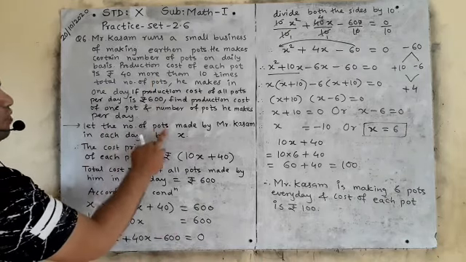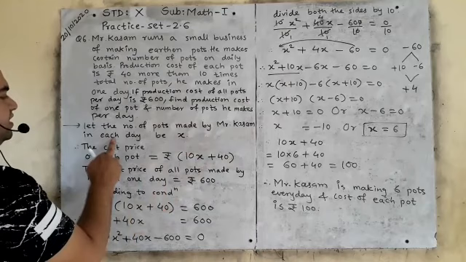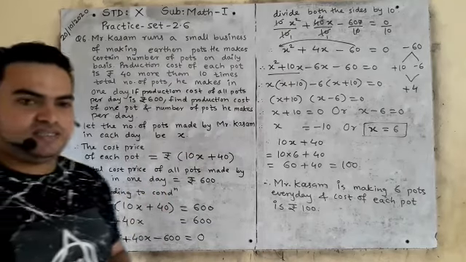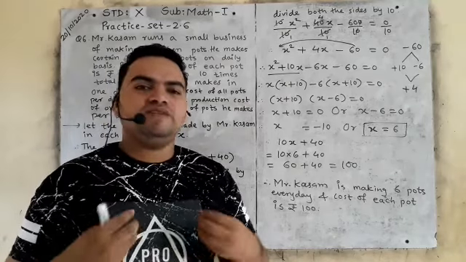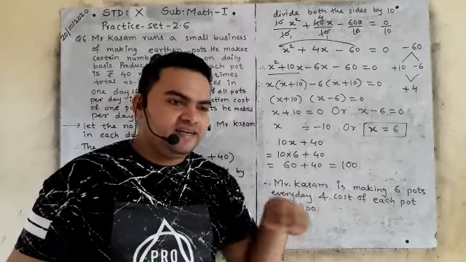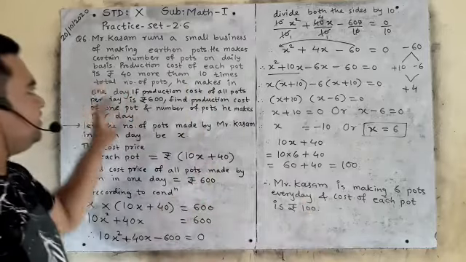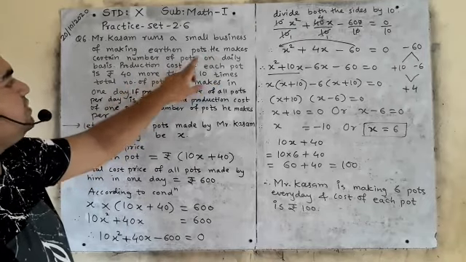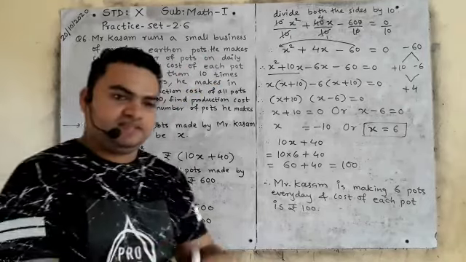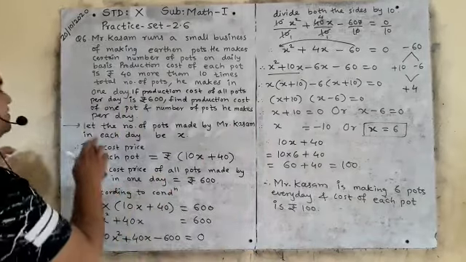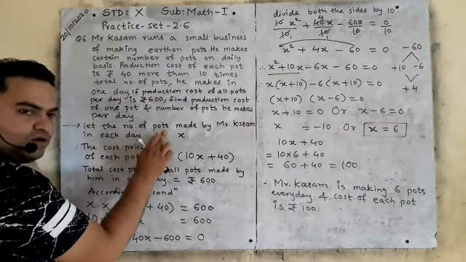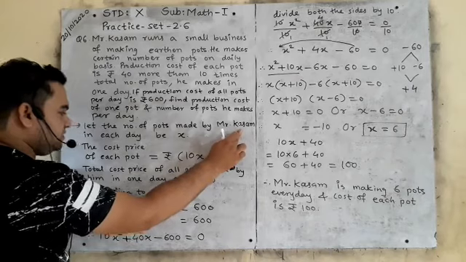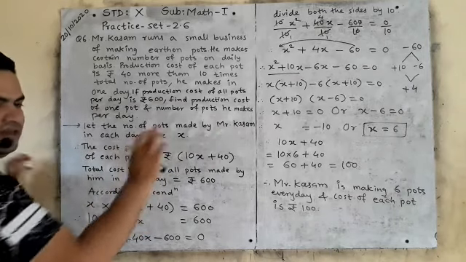Let the number of pots made by Mr. Kasam in each day be X. Understood? The things which we don't know, we will consider X. So here in this question, we don't know how many pots he makes on daily basis. Daily basis means every day. So therefore we will consider let the number of pots made by Mr. Kasam in each day be X.